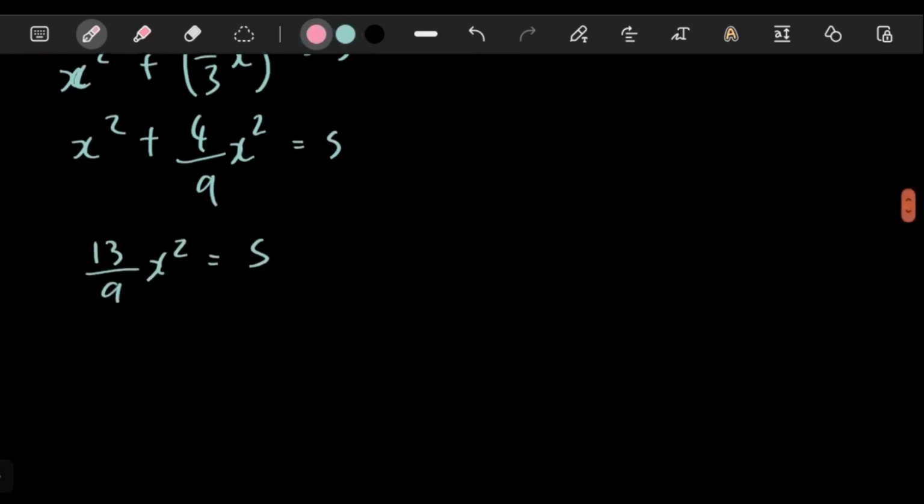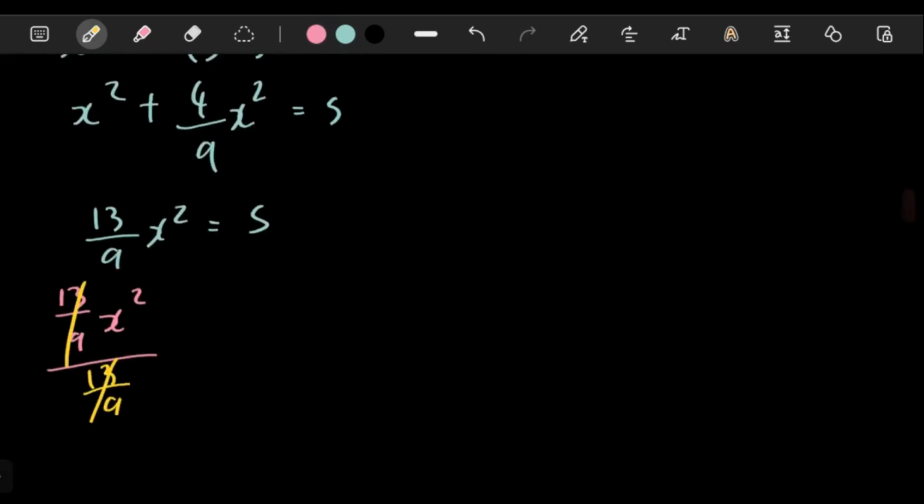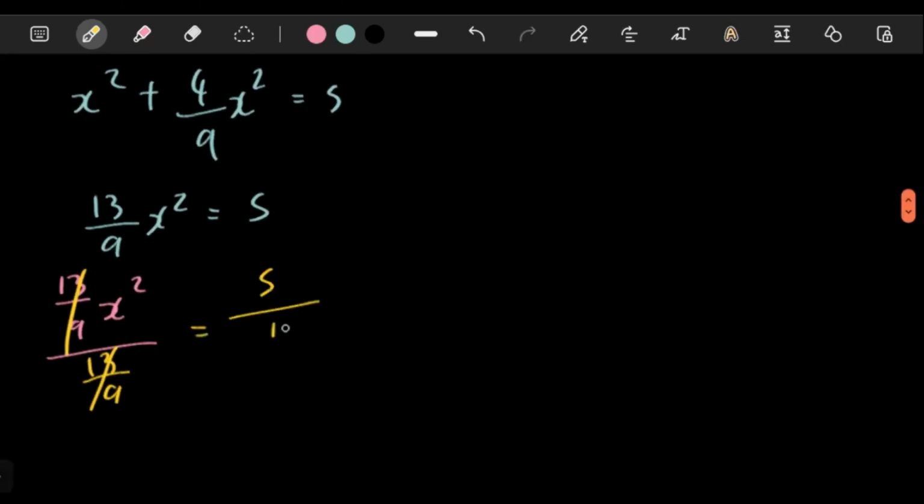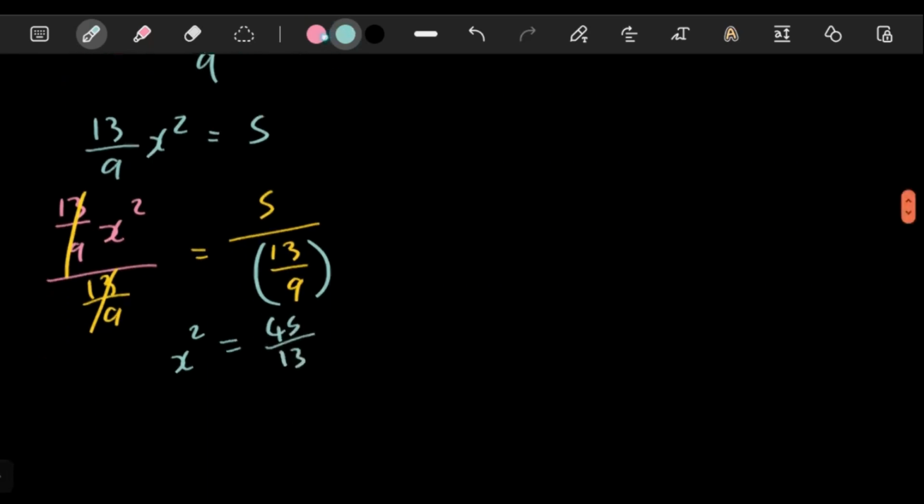This is a 5. You literally just have to divide both sides by the fraction over there. So this is 13 over 9, and then you have 5 here. It's 5 divided by that value, so you have 45 over 13. And then what? You don't have to square root both sides. Let's just leave this as the square root of 45 over 13. None of them are square numbers anyway.